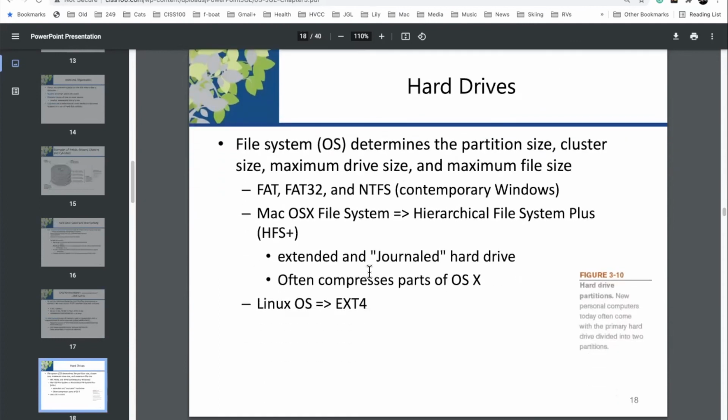Okay. As I said, it's very difficult to speak about storage or even architecture without some mention of the operating system, because the operating system is what controls and provides that level of abstraction for users to use the system. So, the filing system will determine the partition size, cluster size, maximum drive size, etc. Cluster size, again, is largely dependent upon what addressing, okay? How large are the clusters?